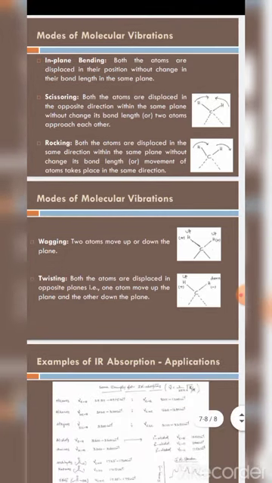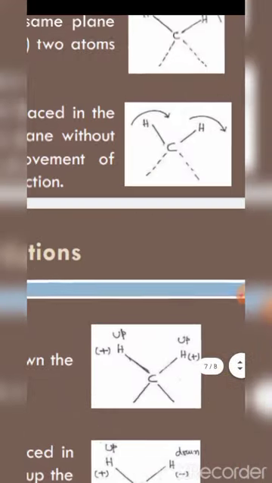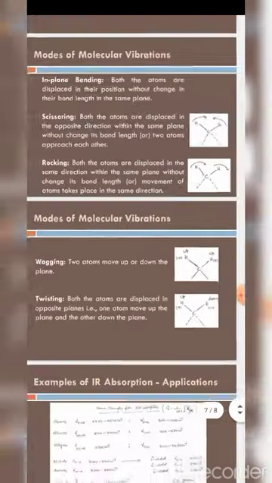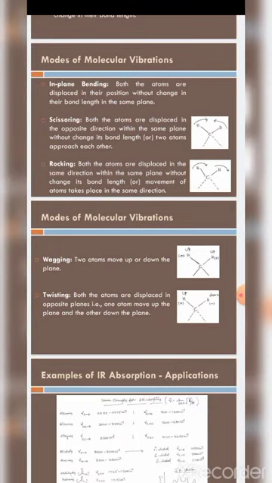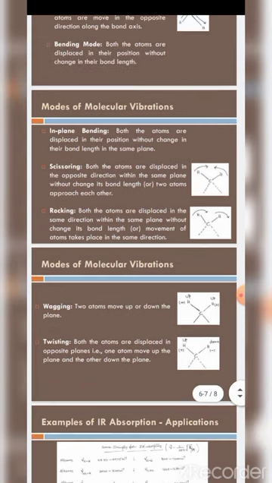And the next one is rocking. Both the atoms are displaced in the same direction within the same plane without changing the bond length, or movement of the atoms takes place in the same direction. Here the atoms should get displaced in the same direction only. In the diagram you can see the arrows are in the same direction and within the same plane only, without changing the bond length. And the next one is wagging.